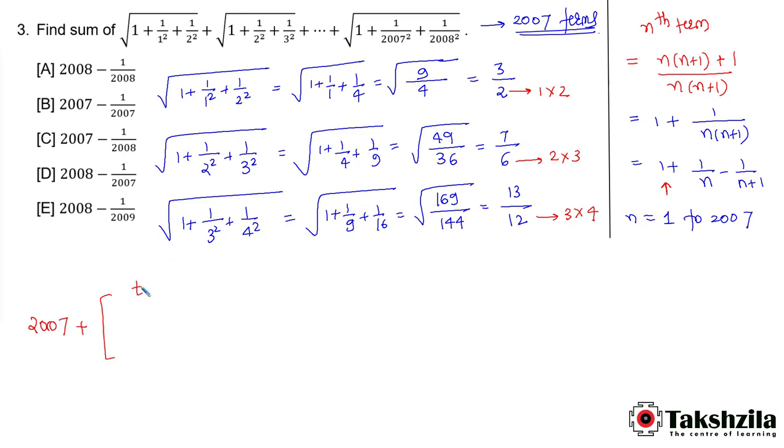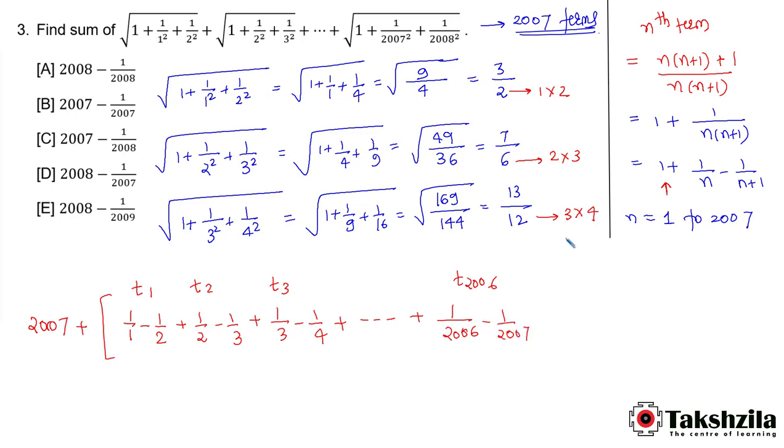Then the remaining part of the first term is what? 1 by 1 minus 1 by 2. Then the remaining part of the second term is what? 1 by 2 minus 1 by 3. The remaining part of the third term is 1 by 3 minus 1 by 4, and so on. The remaining part of the 2006th term is 1 upon 2006 minus 1 upon 2007, and the remaining part of the 2007th term is 1 upon 2007 minus 1 upon 2008.